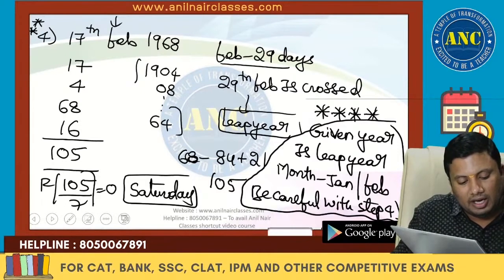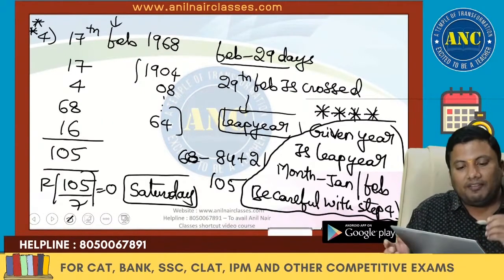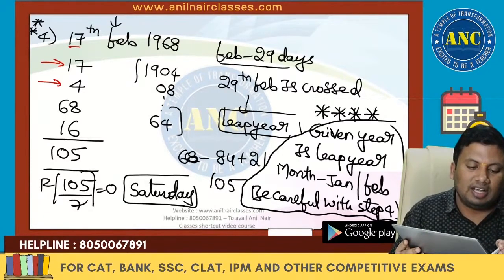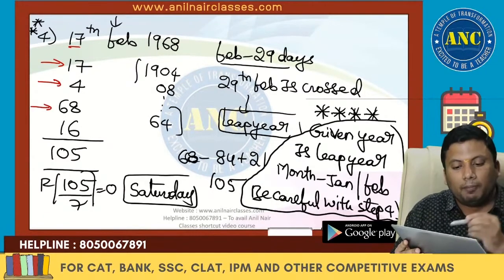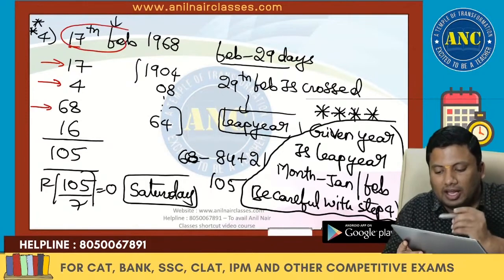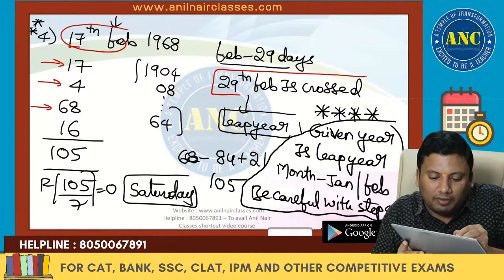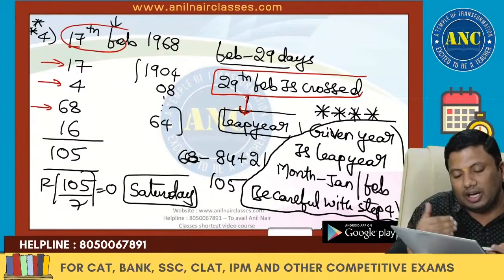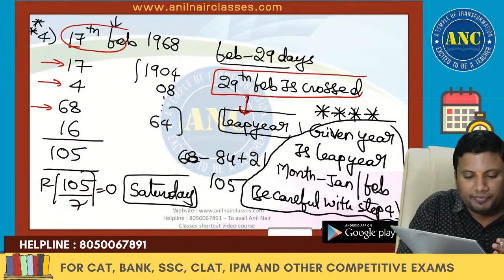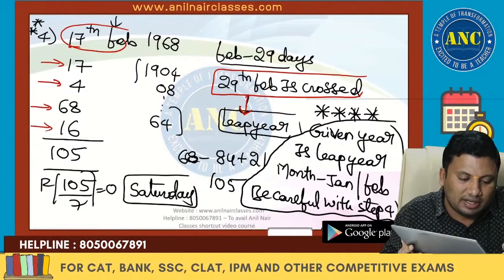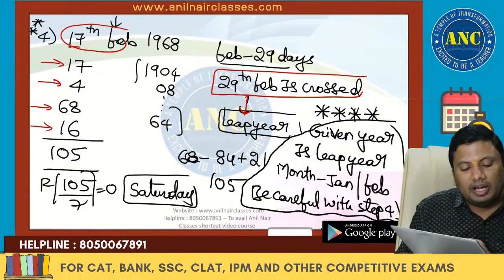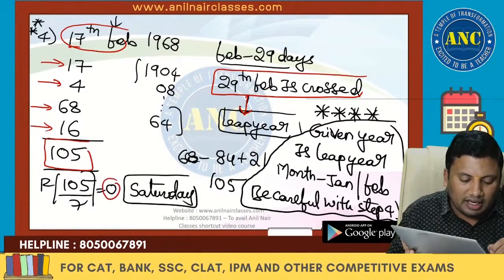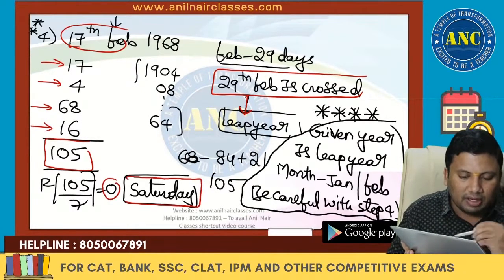17th February 1968. First is the date, 17. February is 4. The 68th year is in progress, but it is 17th February. Only after 29th February is crossed is the year counted as a leap year. Before 29th February, I want the day, so the leap year count is 16. 17 plus 4 plus 84 plus 16 is 105. 105 divided by 7, remainder is 0. 0 is nothing but Saturday.